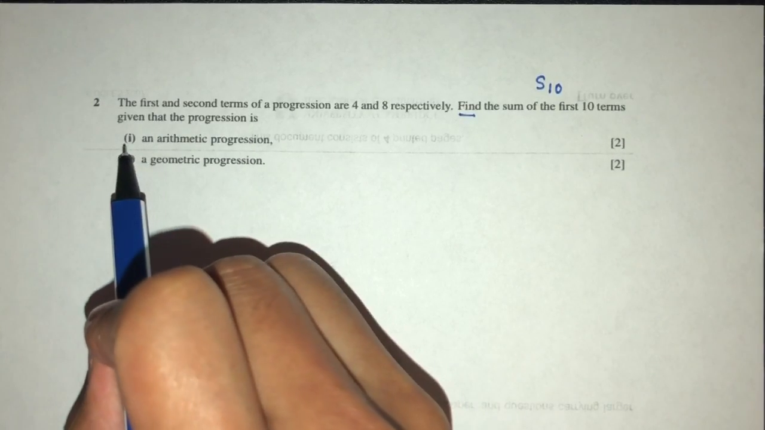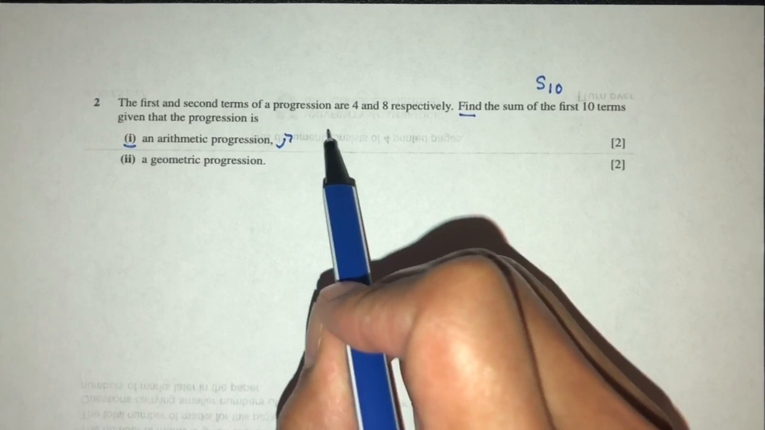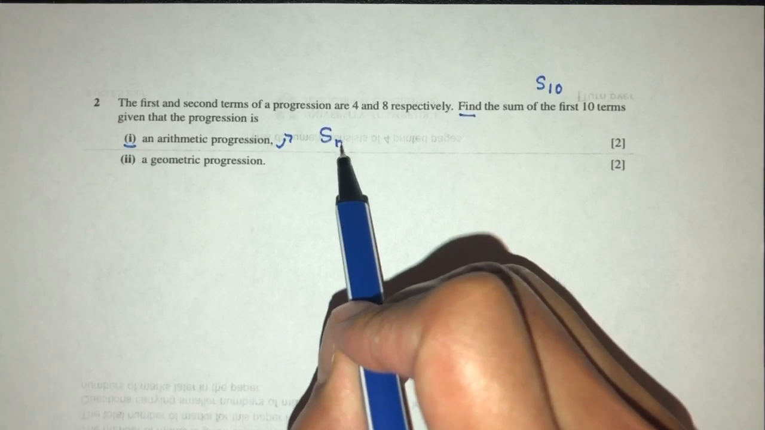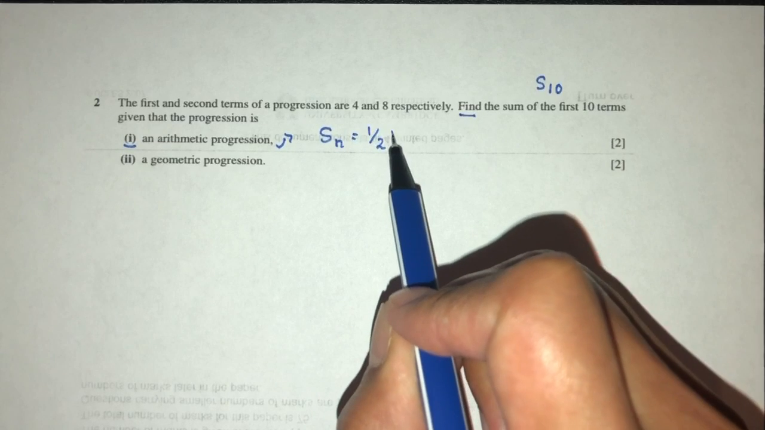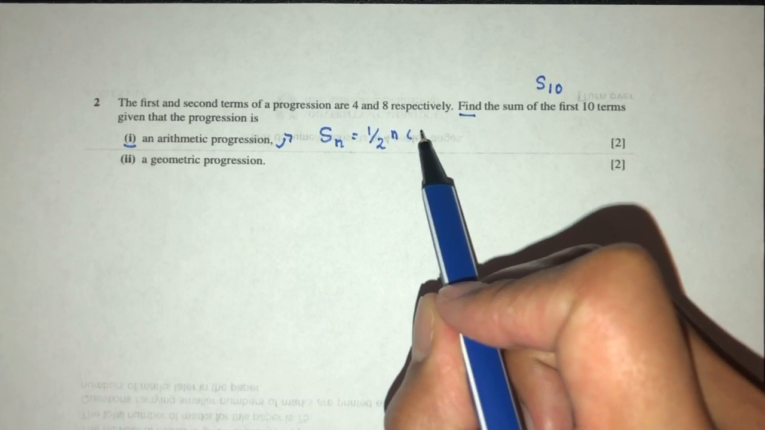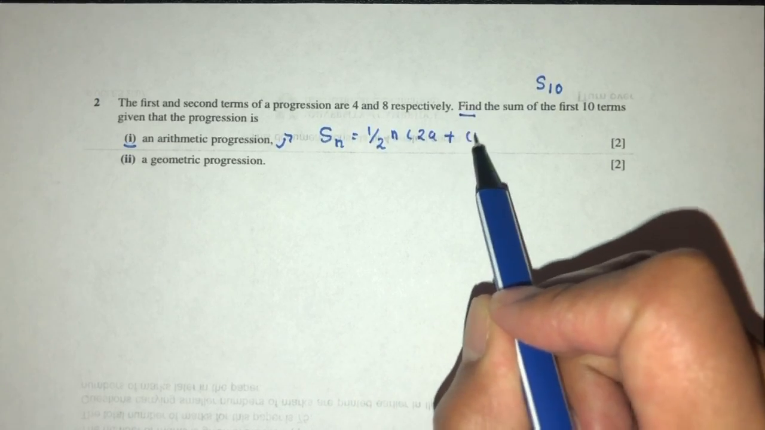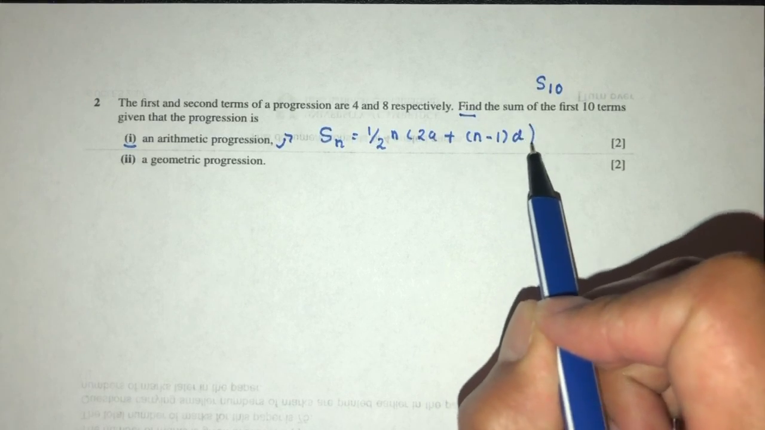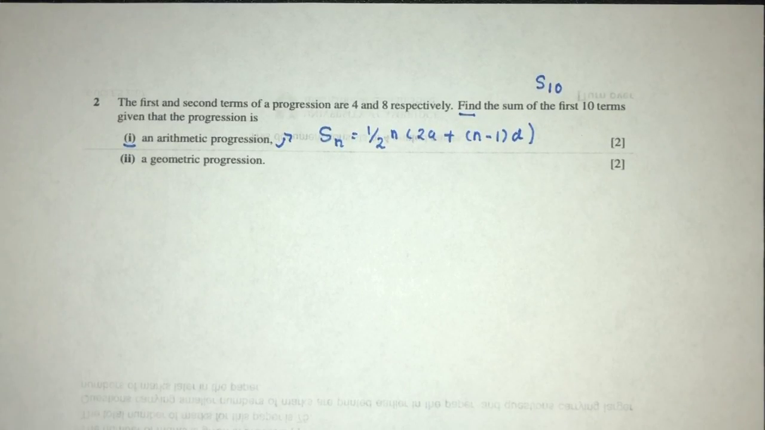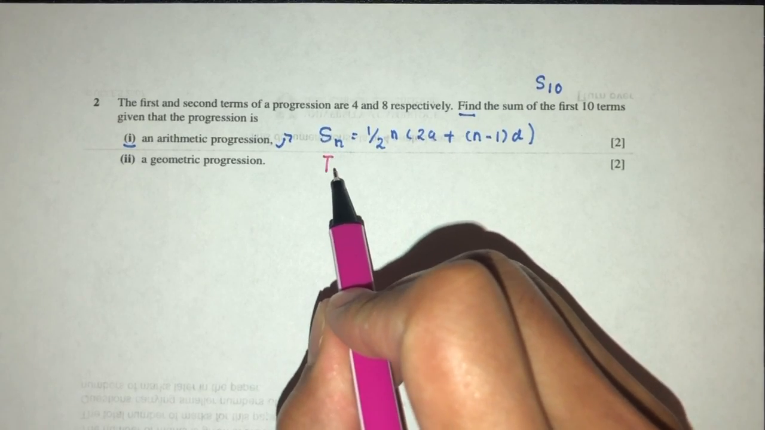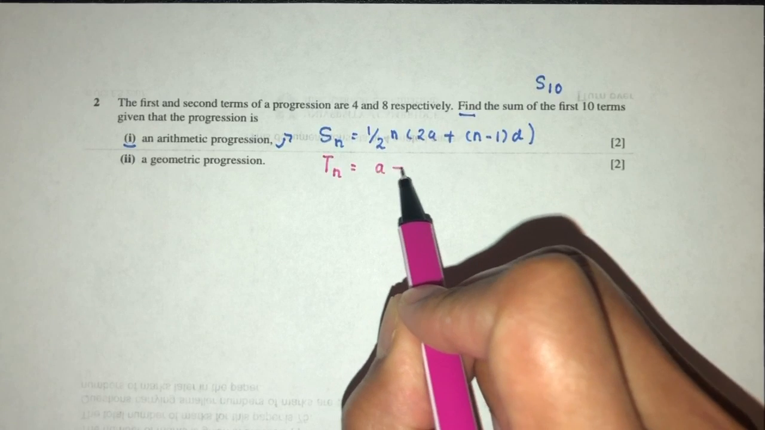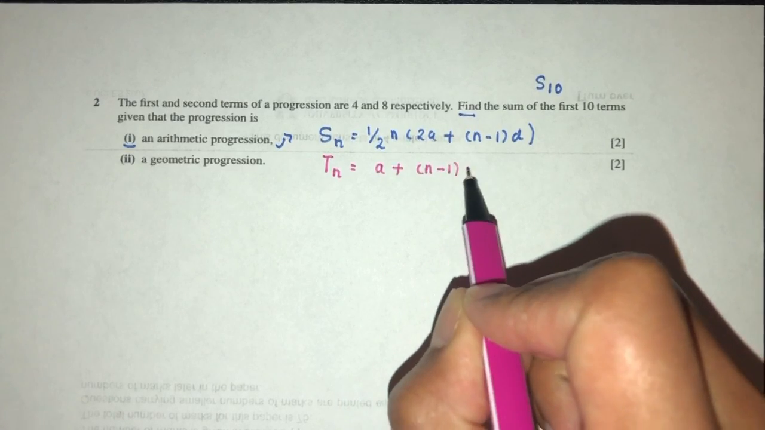So in the first scenario, for AP, we know the sum of the first n terms has to be half times n times 2a plus n minus 1 times d. Now this is given to you on your list as well. You don't need to memorize, but if you do, that's okay as well. Also, we know the nth term has to be what? A plus n minus 1 times d.